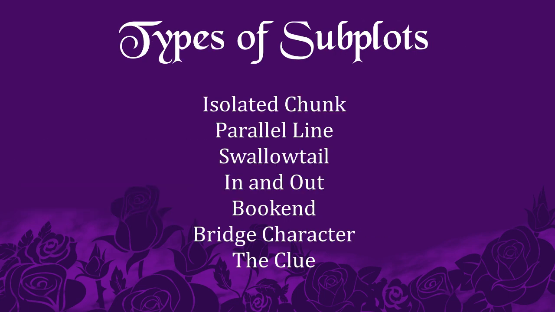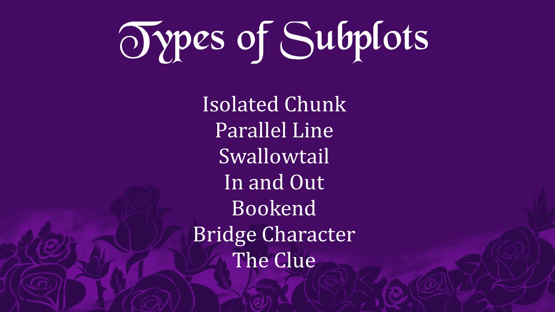As with main plots, there are 7 key types of subplot. The isolated chunk presents an isolated incident. While this subplot may have an impact on the character's mindset or reinforce the themes conveyed in the main plot, they are insular stories within stories. Think flashbacks, dream sequences, or the use of episodic storytelling common to many television shows.